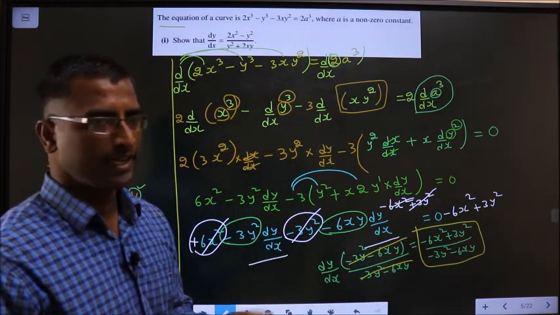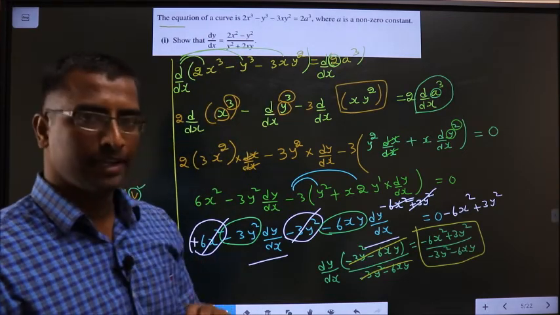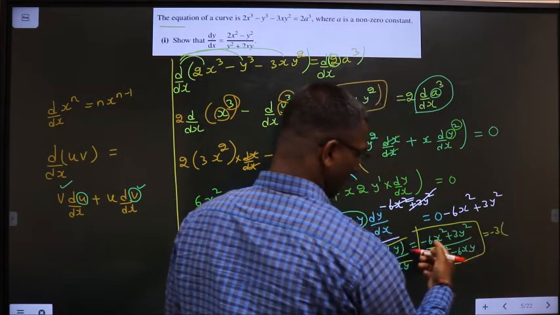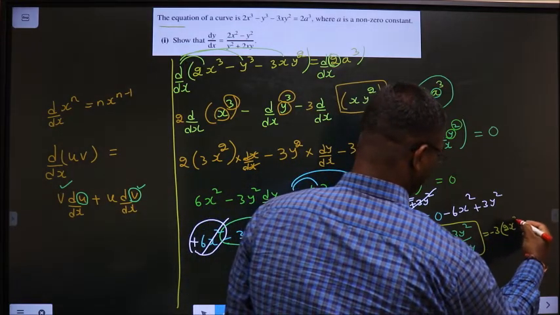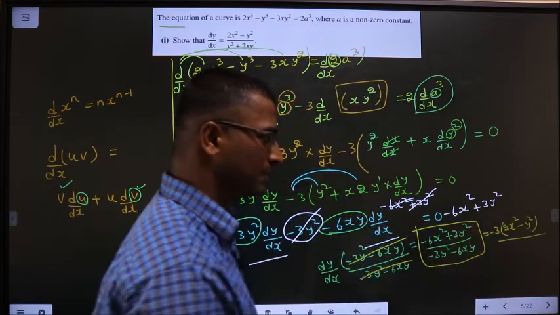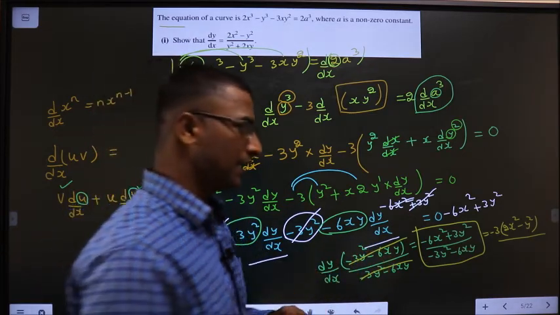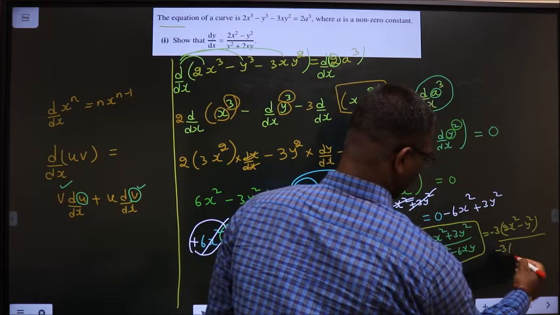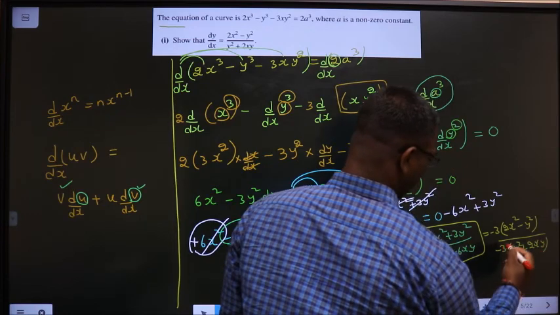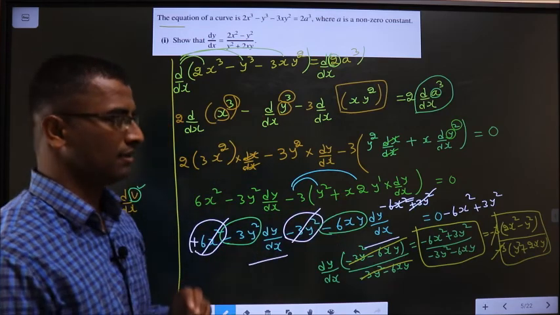And what should we get? We should get 2x². That could only happen if I take minus 3 common. So take minus 3 common. So what do I get? 2x² minus y² I will get. Even if you multiply, you still get the same thing. You have taken minus 3 common in the numerator, so take minus 3 common in the denominator also. So minus 3, and here I get y² plus 2xy. Now this and this cancel out. This is what we had to get, and we got it. Clear?